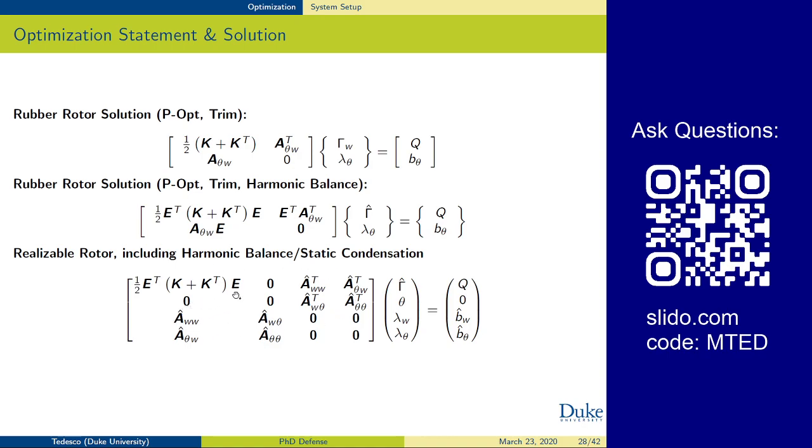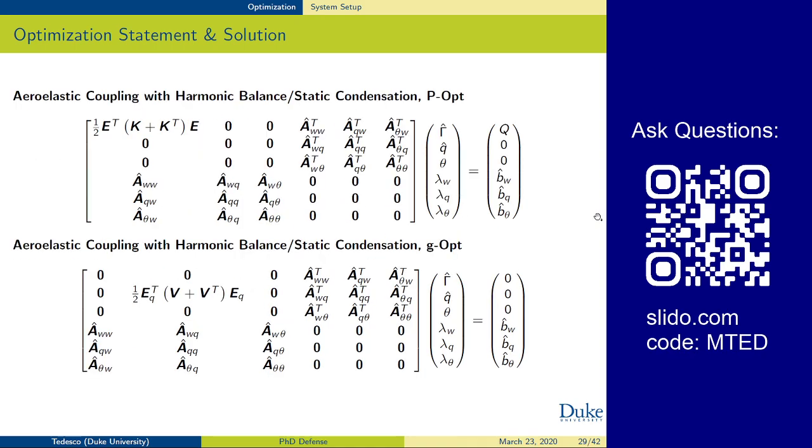Below that, though, we have the realizable rotor. This is what was studied significantly in the master's thesis, where we've added a new constraint. Here is our static condensed Kelvin's theorem and no penetration boundary condition. But we're still optimizing for power. And then finally, we have what we're going to be looking at a fair amount today, which is the aeroelastic coupling for P-opt and for G-opt. We'll notice really the only big difference here is we have our objective here for P-opt and our objective here for G-opt, because this one's hitting Q, the other one's hitting gamma. So these are the matrices that we're going to be solving moving forward here.